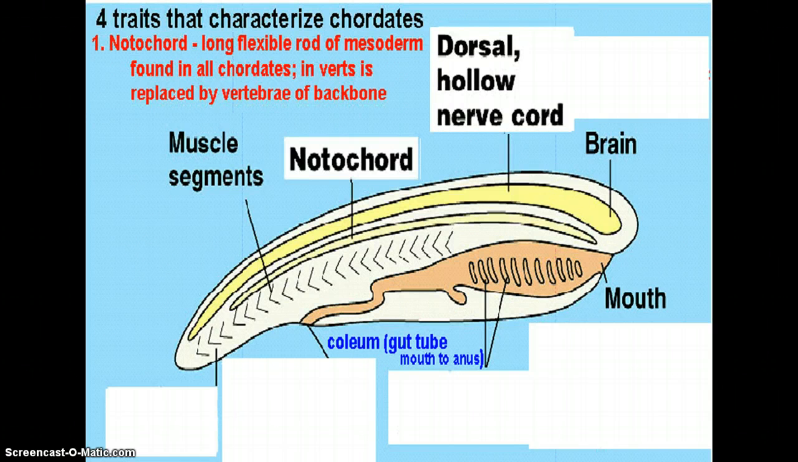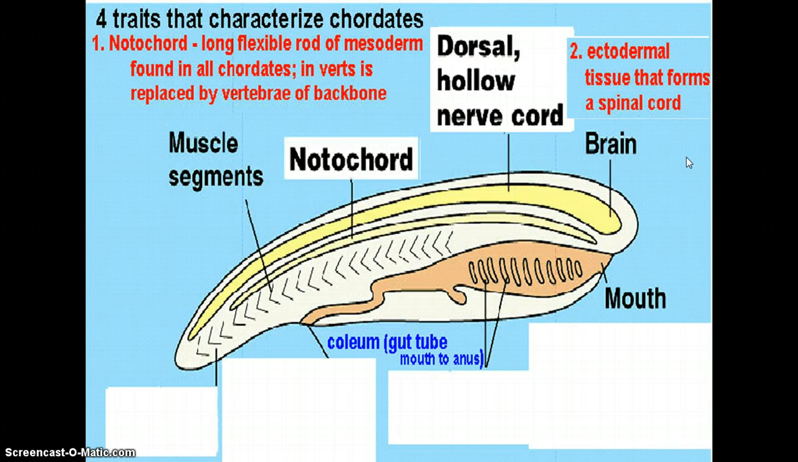The second one is called a dorsal hollow nerve cord. And this is what you pretty much reference as your spinal cord. So it's like tissue that forms around the notochord. So if you look at the picture, the notochord is first, and the dorsal hollow nerve cord surrounds the notochord.